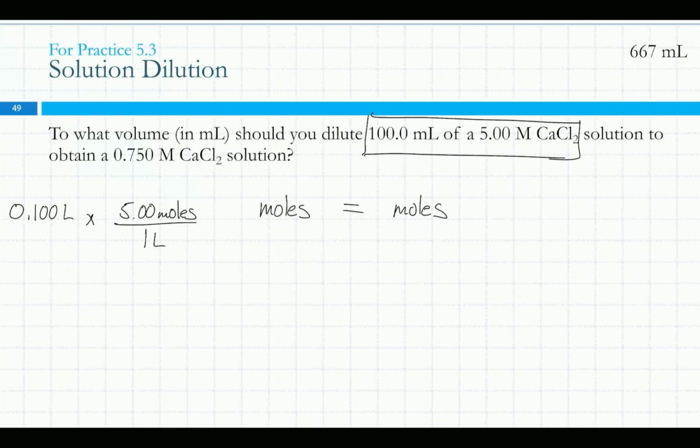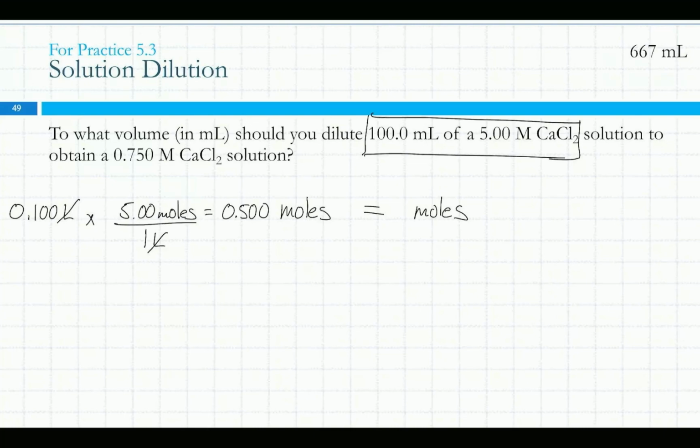So if I take my 0.100 liters and multiply it by 5 moles per liter, that'll tell me how many moles I'm starting with. And it's going to be 0.500 moles. So I'm starting with 0.500 moles. I want my solution to be 0.750 molar.